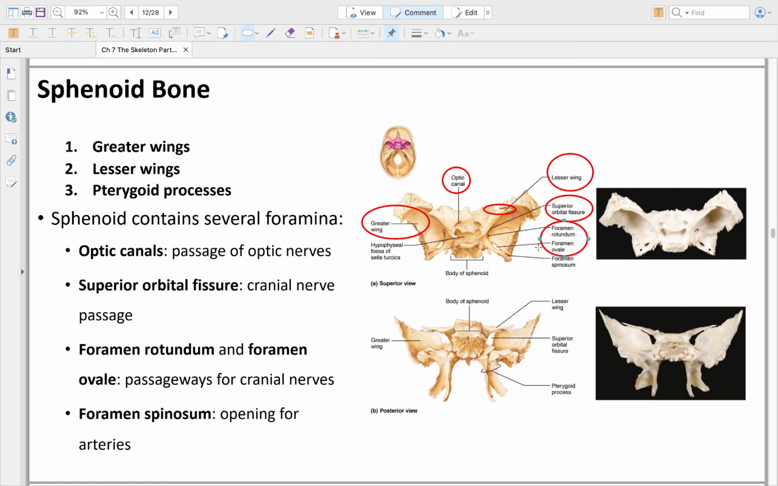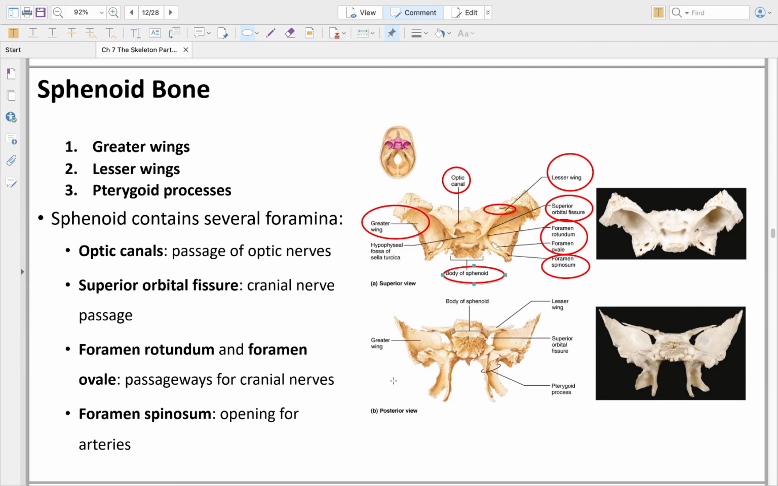We have 12 cranial nerves. And then, of course, we need lots of blood coming right into our cranium. And unsurprisingly, the foramen spinosum is going to be a pathway for arteries. Okay, this little blocked or square-like region is called the body of the sphenoid.